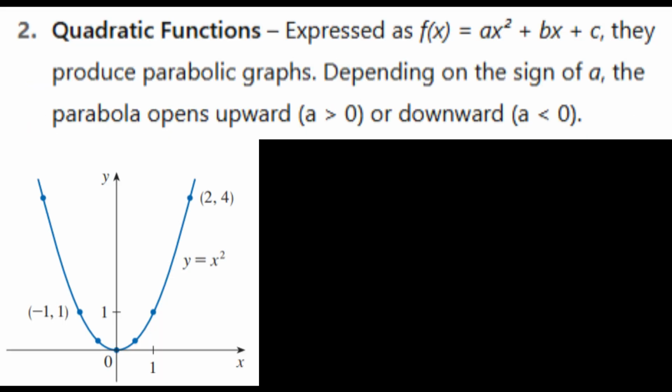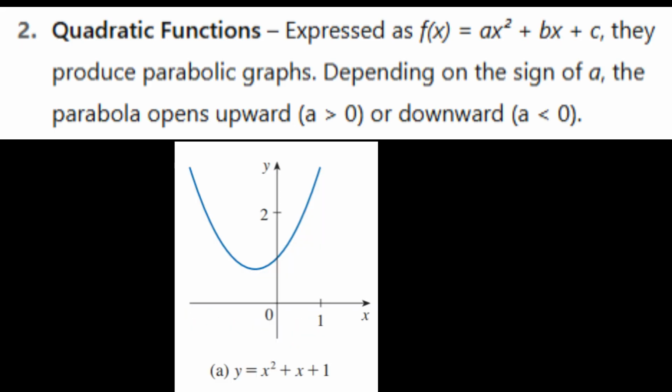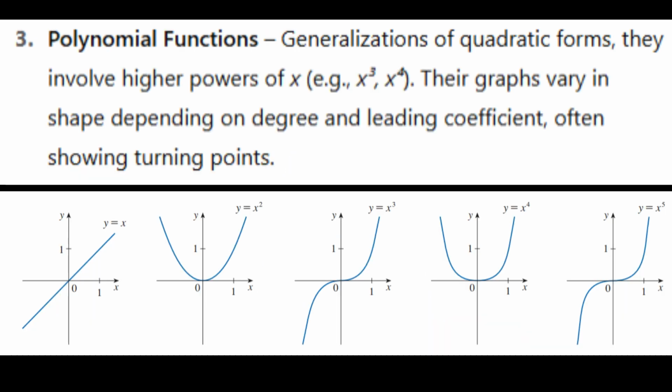2. Quadratic functions. Expressed as f(x) = ax² + bx + c, they produce parabolic graphs. Depending on the sign of a, the parabola opens upward (a > 0) or downward (a < 0). 3. Polynomial functions. Generalizations of quadratic forms. They involve higher powers of x, e.g., x³, x⁴. Their graphs vary in shape depending on degree and leading coefficient, often showing turning points.